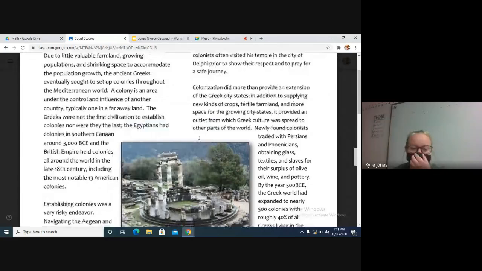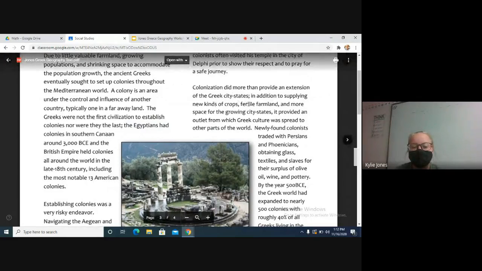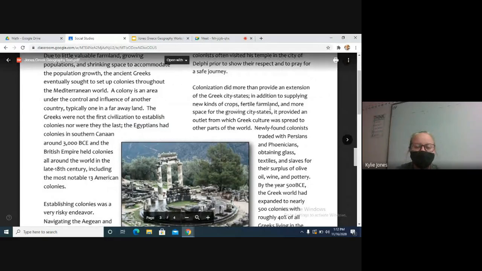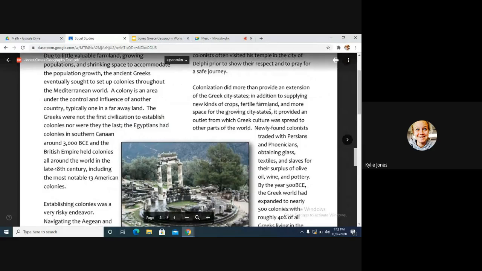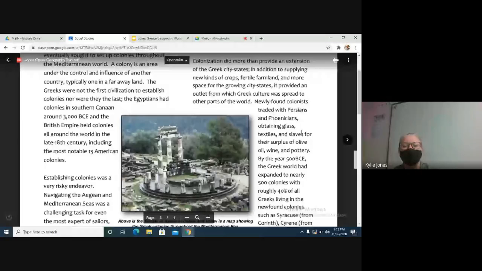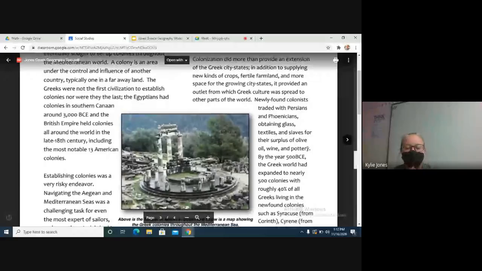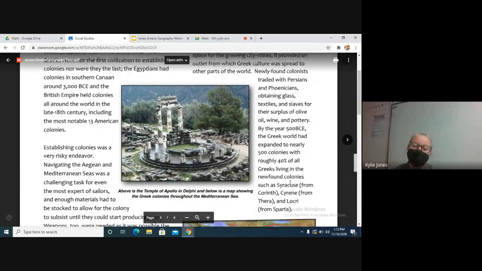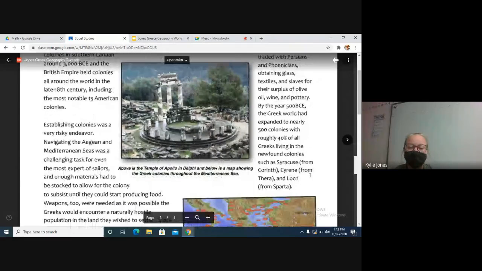Colonization did more than provide an extension of the Greek city-states. In addition to supplying some new kinds of crops, fertile farmland, and more space for the growing city-states, it provided an outlet from which Greek culture was spread to other parts of the world. Newly found colonists traded with Persians and Phoenicians, obtaining glass, textiles, and slaves for their surplus of olive oil, wine, and pottery. By the year 500 BCE, the Greek world had expanded to nearly 500 colonies, with roughly 40% of all of the Greeks living in the newfound colonies, such as Syracuse, Cyrene, and Locri.